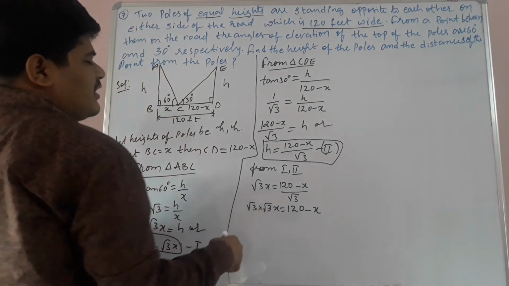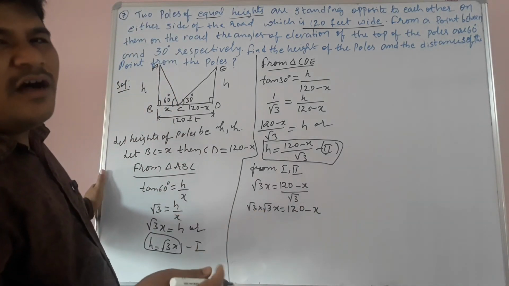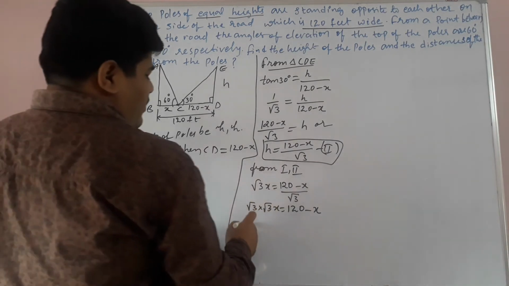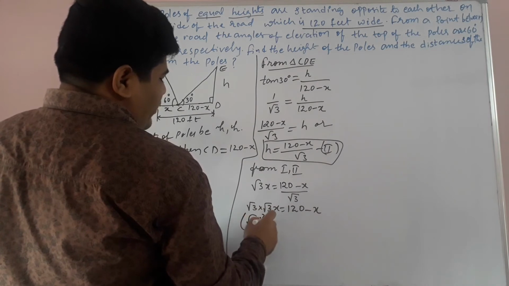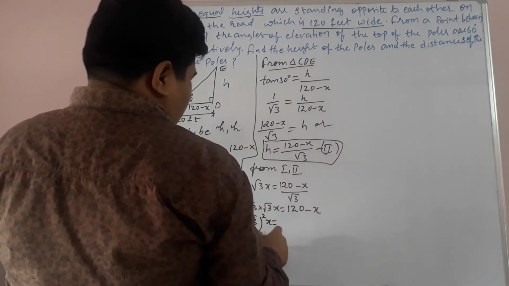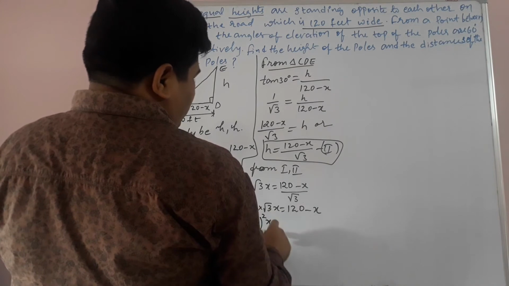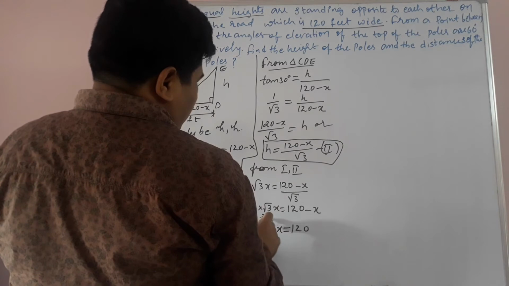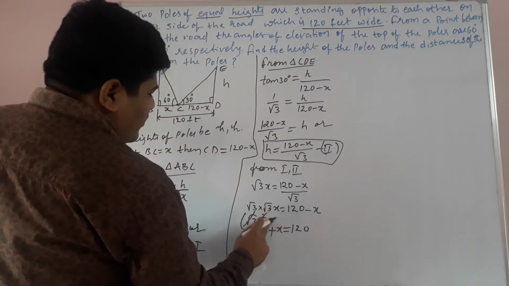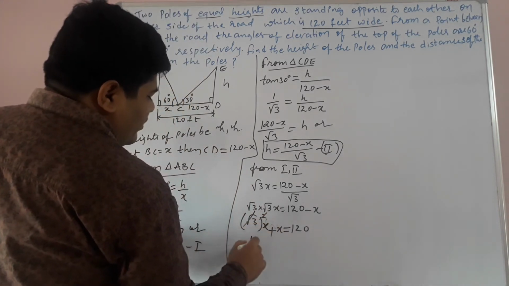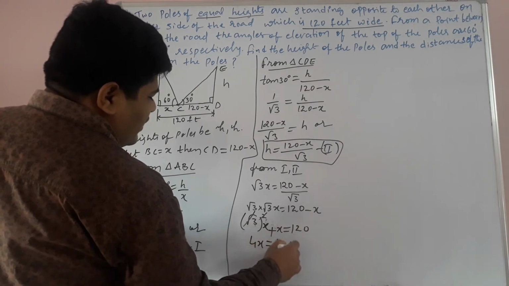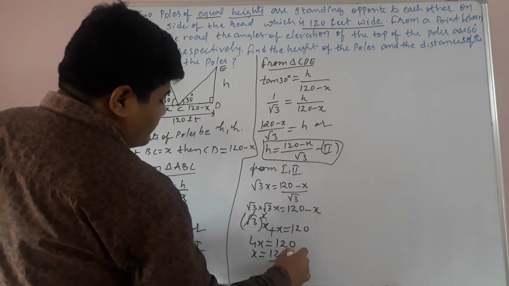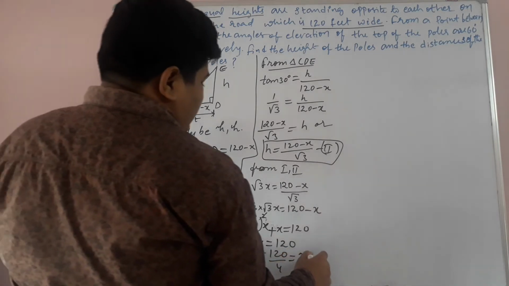So children, root 3 into root 3 is what? Root 3 square, or root of 3 into 3. Root a into root b is root of a into b, right? So the same thing, there is square. So root 3 square into x is equal to 120 minus x. Transposing minus x to the left side, that is plus x, equal to 120. So square and root cancelled. What is left, children? 3x plus x, which is 4x. 4x is equal to 120 and x is equal to 120 by 4, that is equal to 30. So that is 30 feet.